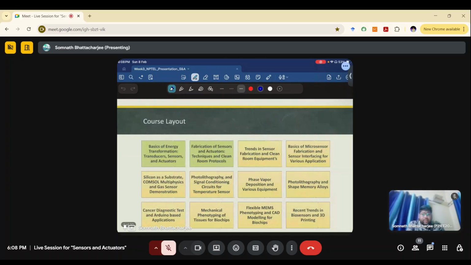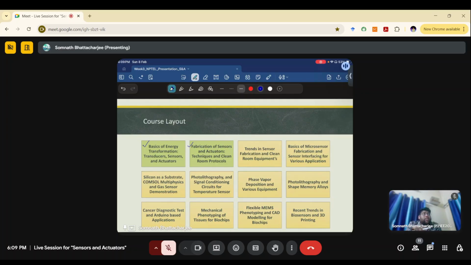So this is the basic course layout. In the first week, we learned about the basics of energy transformation, that is sensors, transducers, and actuators. What are these things, what are the key differences between them, and what is the need of these things separately? Then in the next class, we learned about the fabrication techniques used.